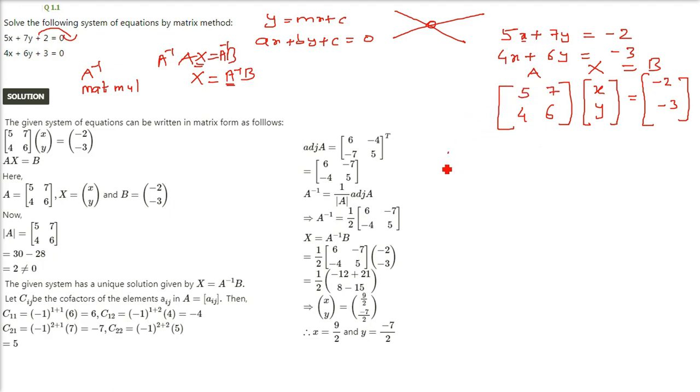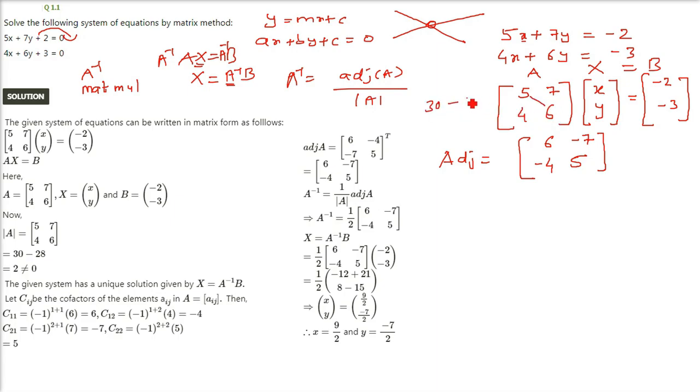Okay, this A, because we need A inverse, so adjoint will be what? This is a 2 by 2 matrix, so it's quite easy. 5 and 6 we are exchanging, so this will be 6, this will be 5. And 4 and 7 will change the sign. And this is your adjoint. This is for just 2 by 2. Now, after finding the adjoint, we have to divide it by the determinant, because A inverse is nothing but adjoint of A divided by the determinant of A. So the determinant will be 5 into 6, that is 30, minus 7 into 4, which is 28, so it will be 2.